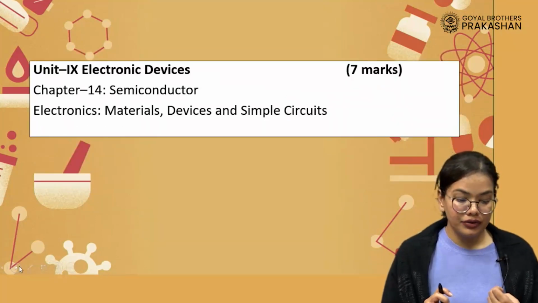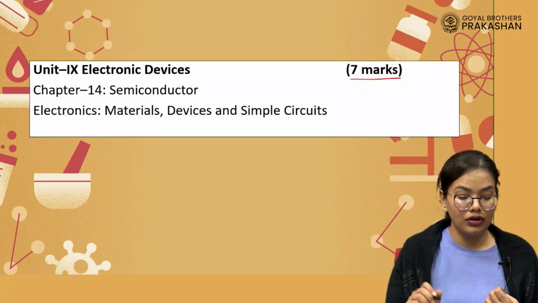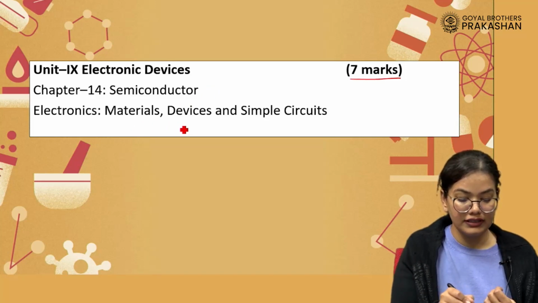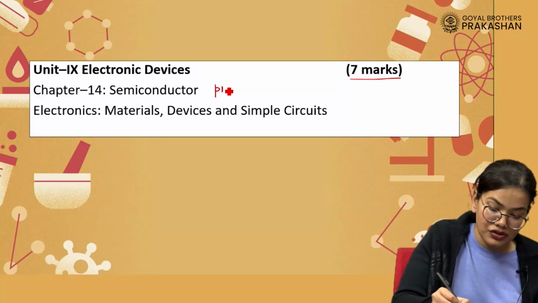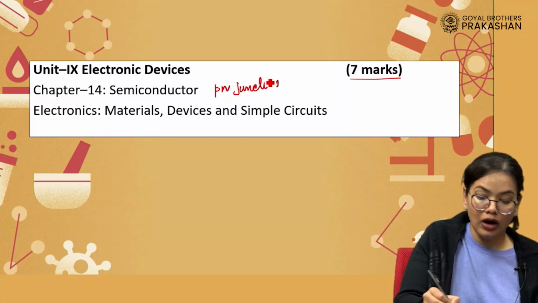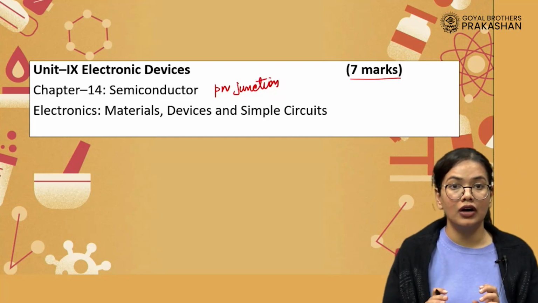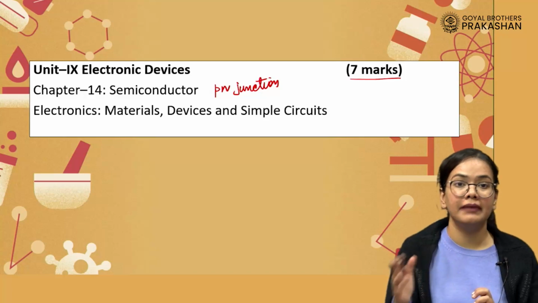Then the entire Unit 9, Electronic Devices, carries 7 marks. It involves semiconductors, electronics, material devices and simple circuits. In this, the PN junction is very important. You should know how we do the forward biasing and how we do the reverse biasing, that is important. You should know P type, N type.